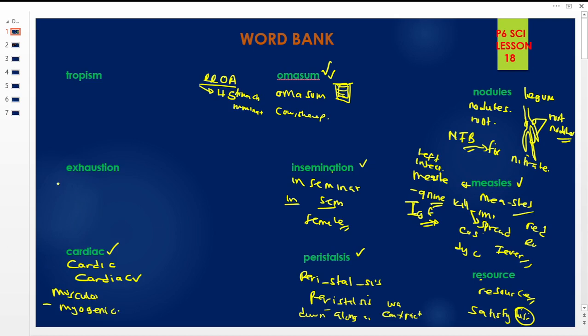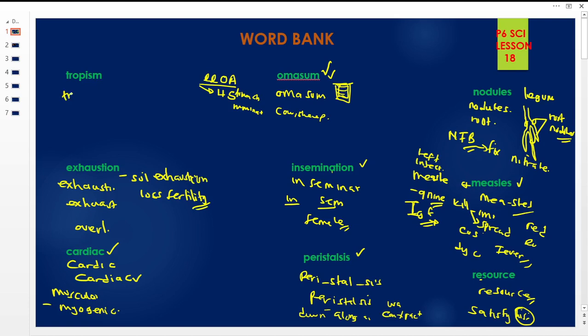This word is exhaustion. This word exhaustion comes from the word exhausted. Exhausted means over or used up. So when we link this word to soil, it becomes soil exhaustion. This means that the soil has lost its fertility. The loss of soil fertility is called soil exhaustion.